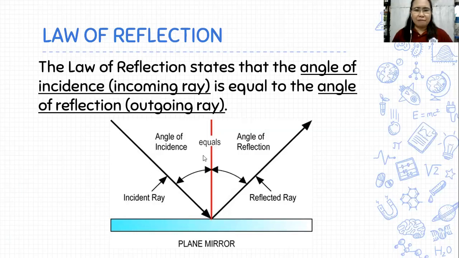So you can see a red line here. So this is what we call the normal line. And the normal line forms the angle of incidence with the incident ray and the angle of reflection with the reflected ray. So this law only applies to flat surfaces, such as the plane mirror.